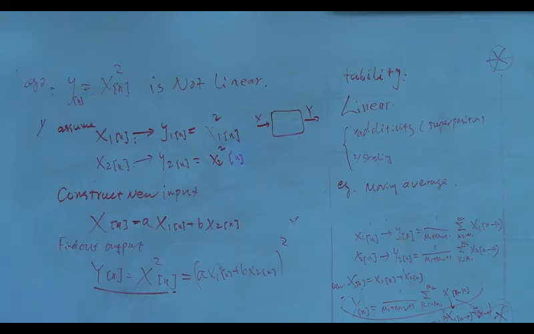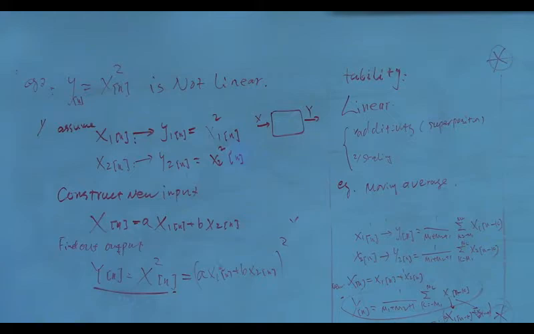Mm-hmm. More questions? Last chance. So it's not linear. No, we haven't tried yet. This is the steps you need to follow. We don't know yet. Although you can see, yes, it's not linear because we already decided it's not linear, right? But we want the proof. So we haven't finished the proof yet.